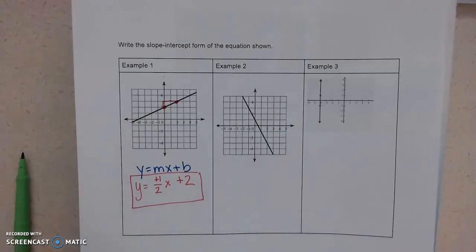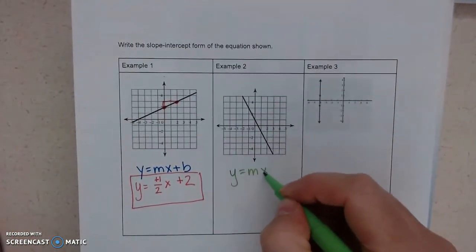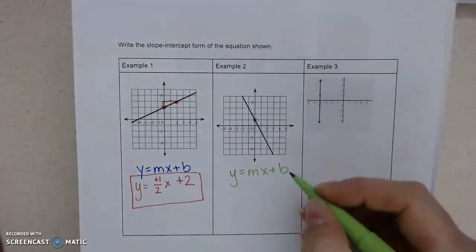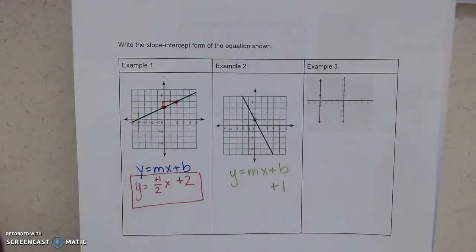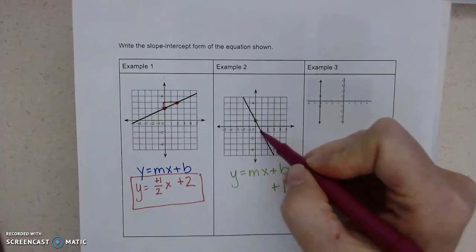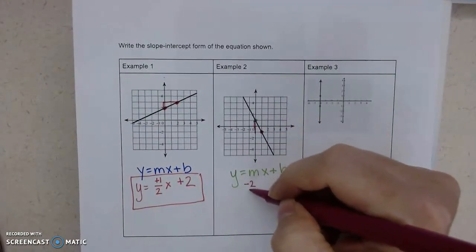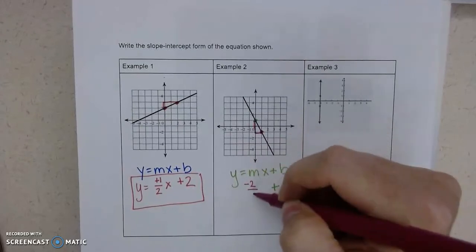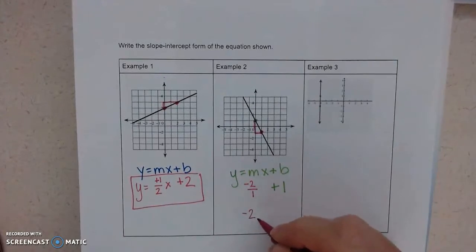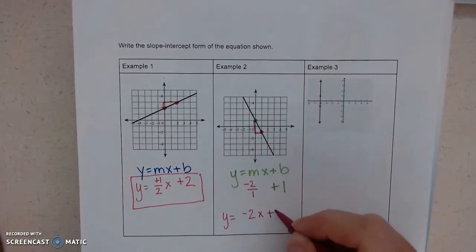Let's try our second example. Same idea. I want y equals mx plus b. Our intercept is positive 1. And our slope, I'm going to use this point. So I went down 2, and I went to the right 1. Negative 2 divided by 1 simplifies. So I get y equals negative 2x plus 1.